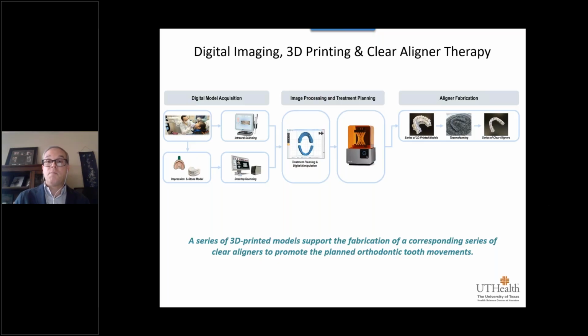So then those 3D printed models serve as the foundation for thermoforming appliances that serve as the clear aligners. So a sheet of the thermoforming plastic is thermoformed onto that model, and then it's trimmed and delivered to the patient. So we'll talk about 3D printing applications in that workflow, but we'll also talk at the latter portion of our time together today on an emerging alternative workflow, which would involve the digital design of the aligners themselves and then 3D printing the aligners directly, which would obviate the need to 3D print the models and thermoform aligners on those models.